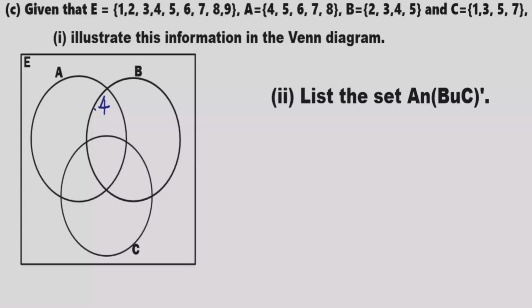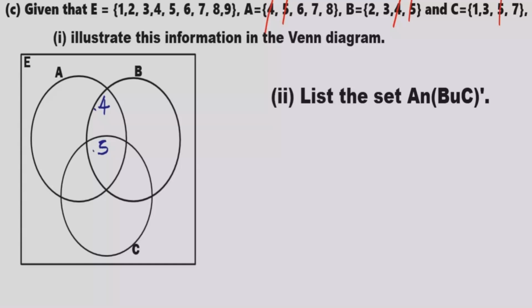Now we come to 5. Let me cancel 4 first. I've used 4, so I'm going to cancel 4 in these two sets. So we go to 5. Is 5 found in B? Yes. In C? Yes. So 5 is going to be on the intersection of A intersection B intersection C. So we're going to write 5 here. Then we cancel it in all the sets where it appears.